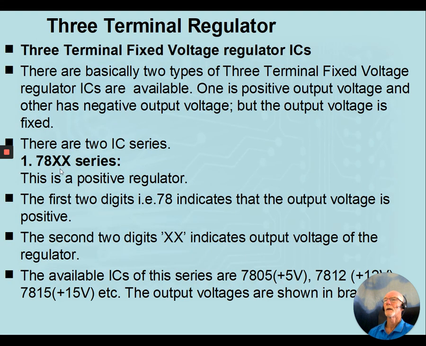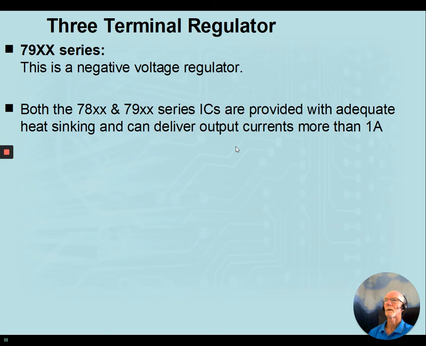And 7/8 means it's a positive regulator. We can have negative regulators that regulate from 0 down if we want negative voltages, and they would be 7/9 series. But the 7805 is a 5-volt regulator, 7812 is a 12-volt regulator. The 7909 is a negative regulator. We won't actually be investigating that. We'll just be looking at the 7/8 series, a positive regulator. And just by themselves, they can handle up to 1 amp of current.